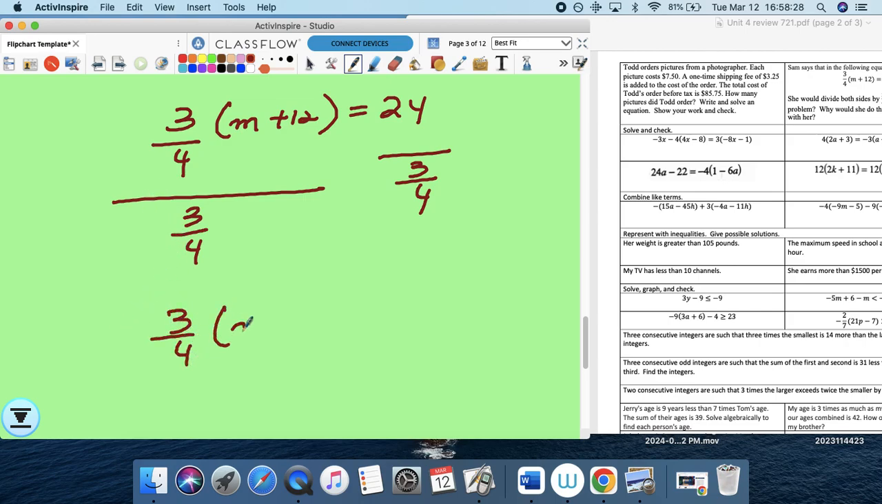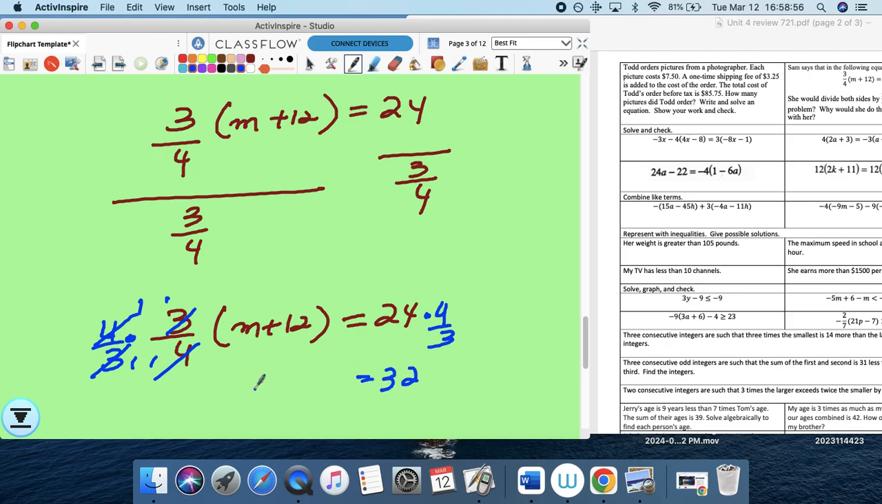So let me write this problem again. If we divide both sides by 3/4, isn't that the same as multiplying by the reciprocal, which is 4/3? Dividing by 3/4 is the same thing as multiplying by the reciprocal. So multiply by 4/3 on both sides. Look what happens on the left side. She got rid of all this. It's gone because they all become 1, 1, 1. And on the other side, 24 divided by 3 is 8 and becomes 32.